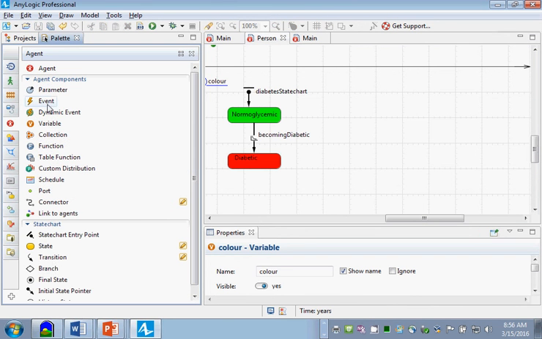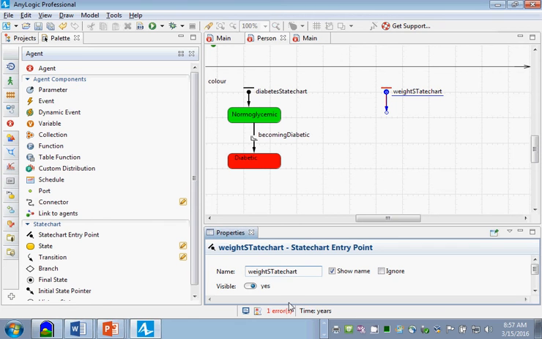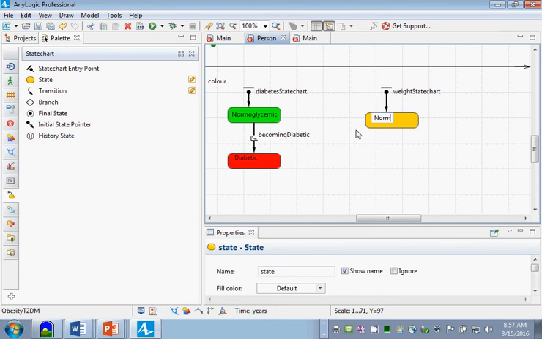Next, let's add in from the palette a weight state chart. Okay? Weight state chart. And the states here are normal and underweight. Now notice I am using this strange convention where I type a word and then wherever there's a new word I capitalize it.